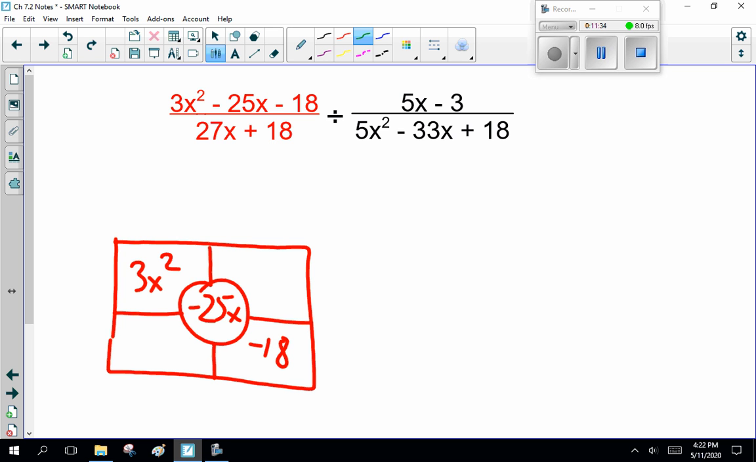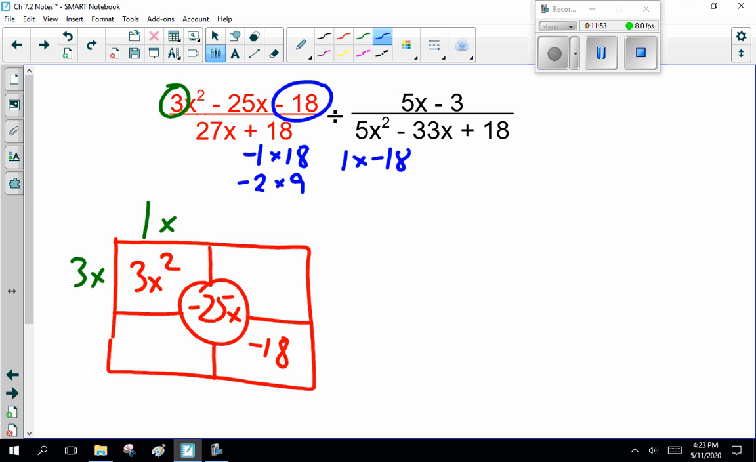So, go back to factoring. 3x squared, what's the factors of 3? 1x and 3x. That's fairly straightforward. And minus 18 is a pain in the bum because you've got minus 1 times 18, 1 times minus 18, minus 2 times 9, 2 times minus 9, minus 3 times 6, 3 times minus 6. Crap. It's a lot of them.